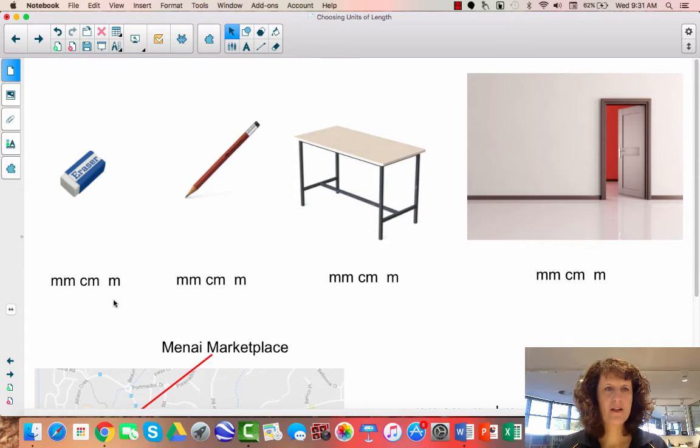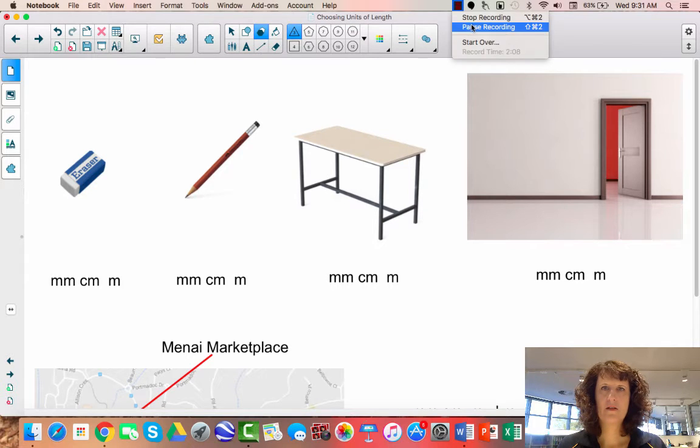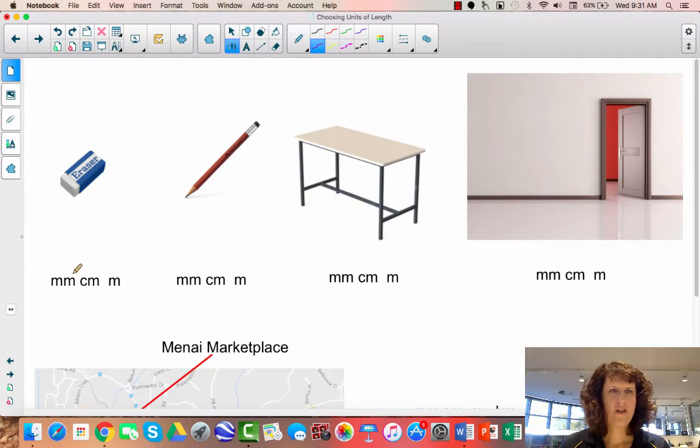All right, welcome back. If we look at an eraser, our choices we can think about, would we measure that in millimetres or centimetres or metres? What do you think? I think you could probably use millimetres to measure an eraser because it's so small. If you really wanted to, you could probably use centimetres as well, but I think millimetres is your best choice for something as small as an eraser.